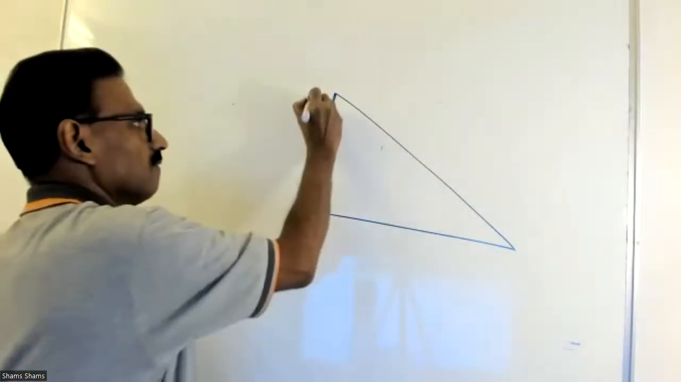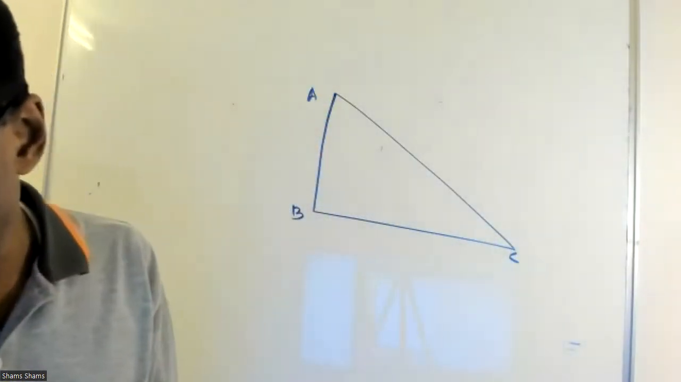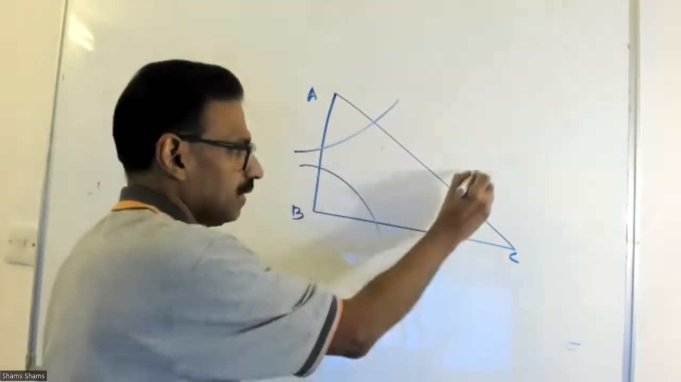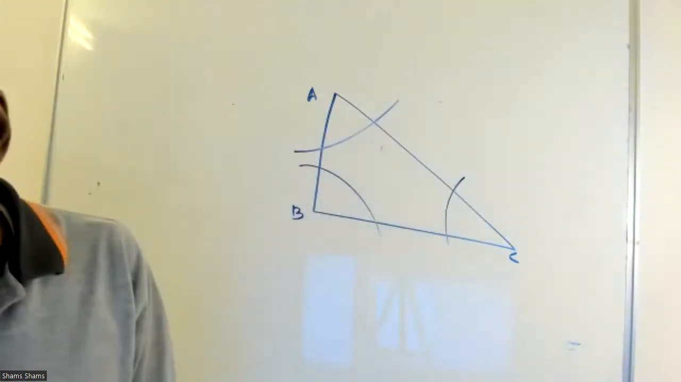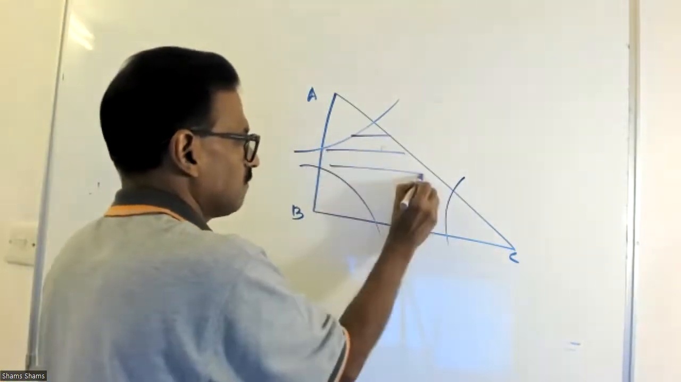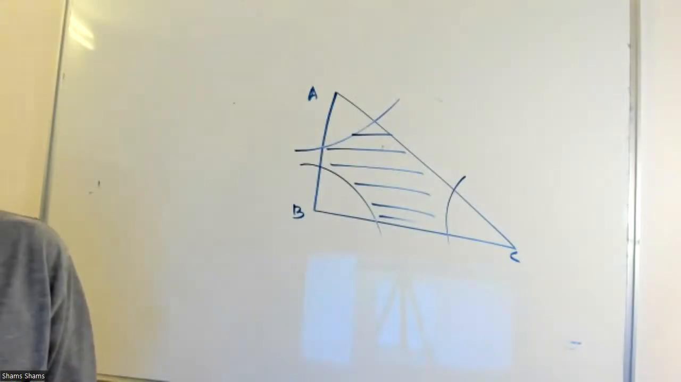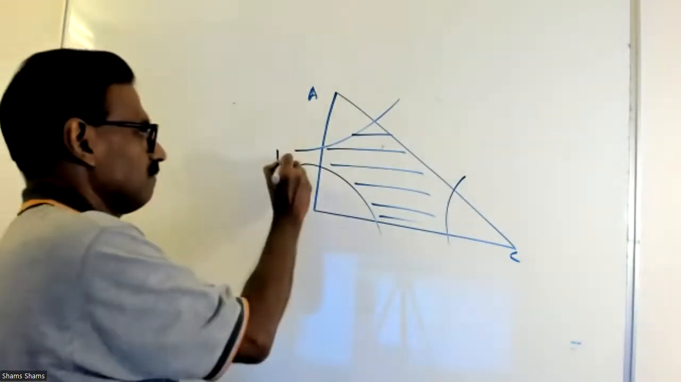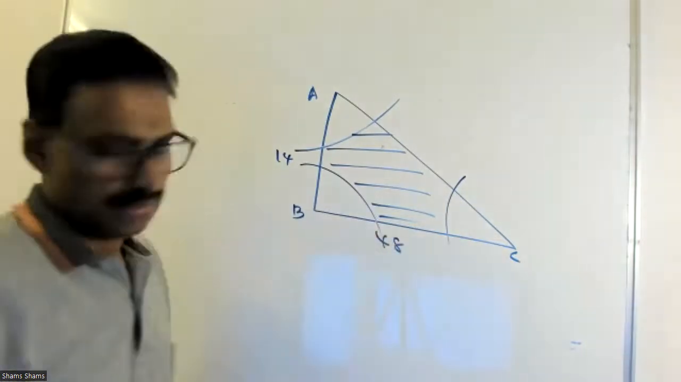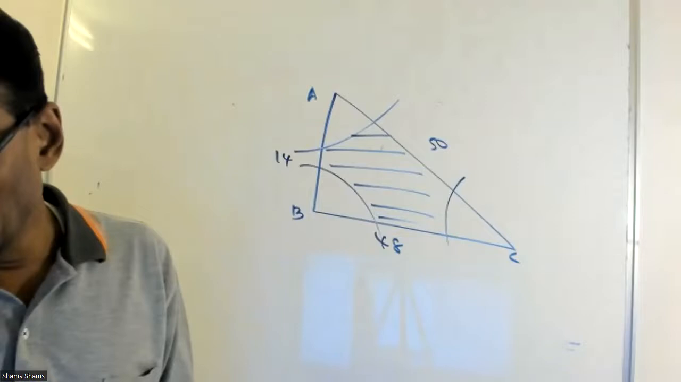The question is, A, B, C vertices. One arc here, another arc here, another arc here. You have to find out the area of the shaded region. So AB 14, BC 48, AC 50. So pi value 3.14.